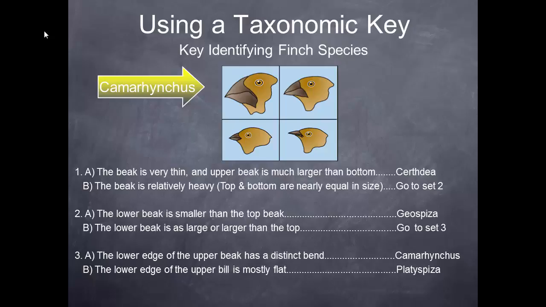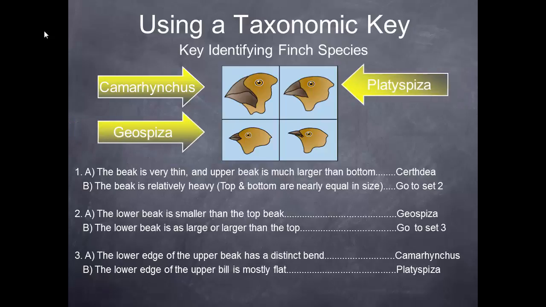Is the lower beak smaller than the top beak? Or is it as large or larger? Yeah, I'd say it's as large or about equal. So I go to set 3. Does the lower edge of the upper beak have a distinct bend, or is it mostly flat? Mostly flat. Oh, shoot. This is a Platyspiza finch.